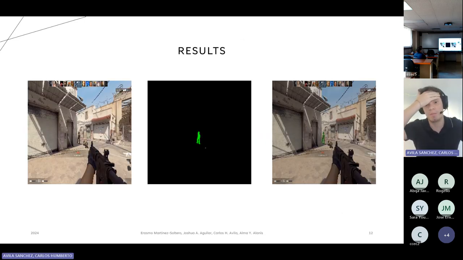Here we can see the real footage of the results. On my left, you can see the real image. In the center, we can see the mask, that is the result. And then we can see the two combined for the identification of the enemy.